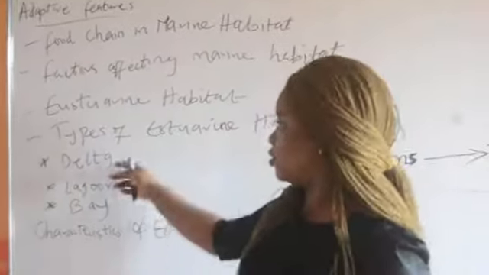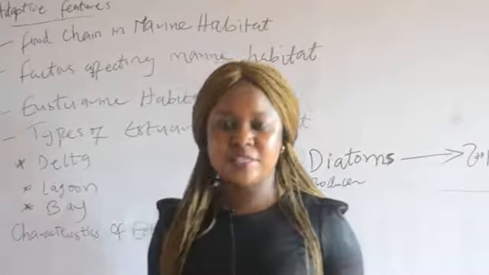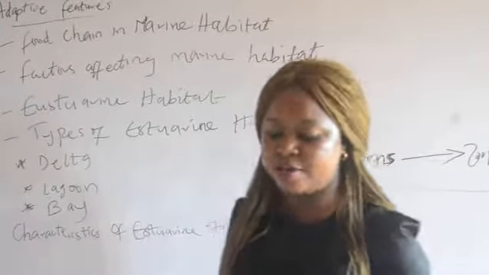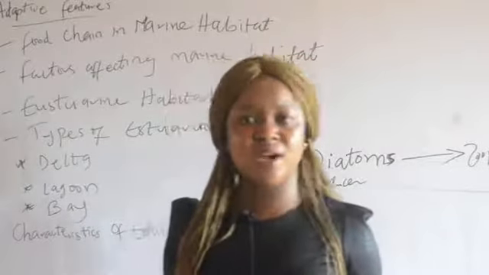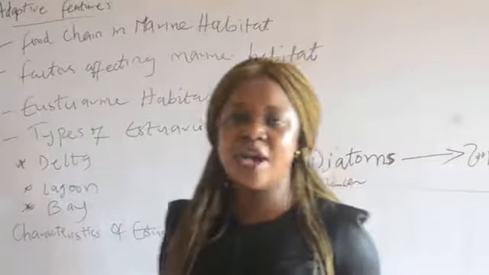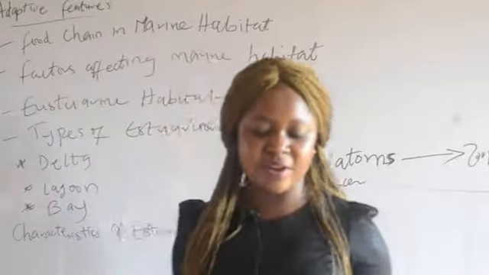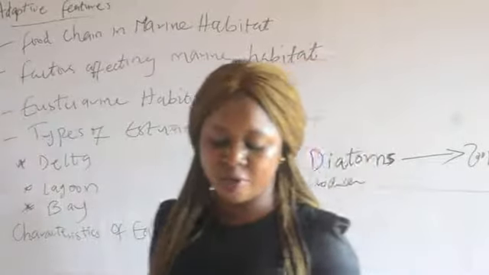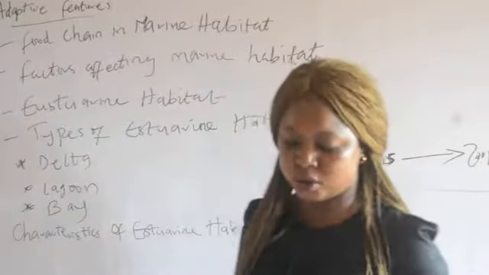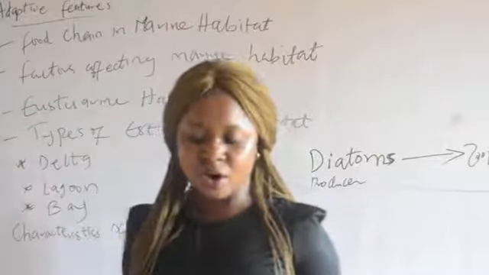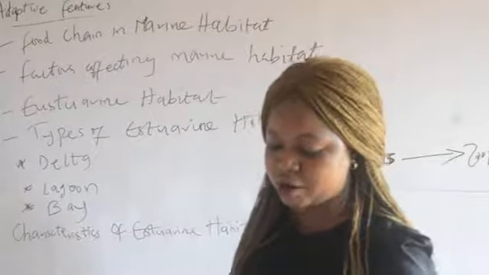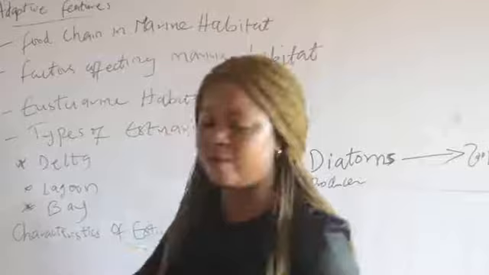Habitats. Okay, this is the first one, the delta. The delta is where a river divides. When we hear the word delta of a river, it is where a river divides into many channels before entering into the ocean or sea. Brackish water or estuarine water is formed at the mouth of the river. This delta is always formed at the mouth of the river.